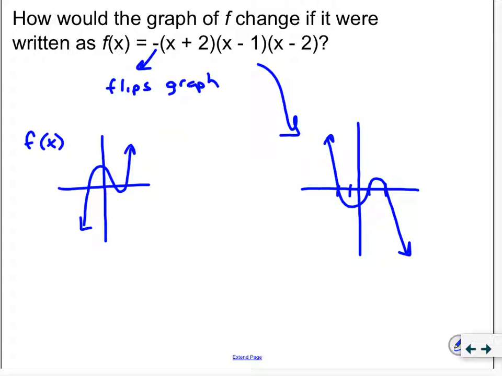Hey, you know what? If you're ever unsure about this too, pull out your graphing calculator, type the graph in, press graph, and see what it looks like. At least you'll be able to see what the zeros do. So what does a negative do in front of it? It's going to flip our graph over. Exciting stuff. But wait, there's more.